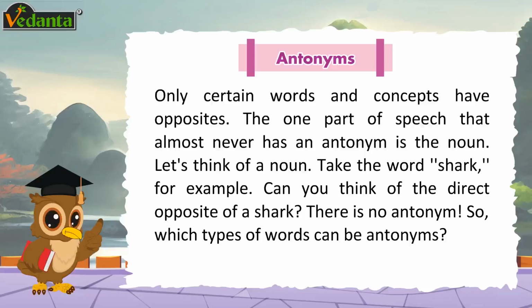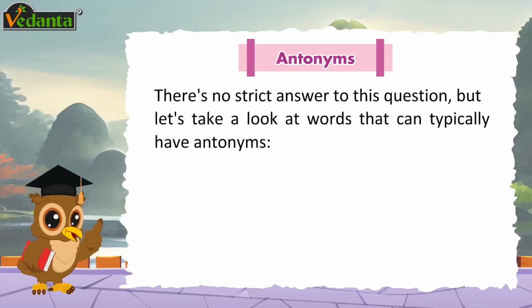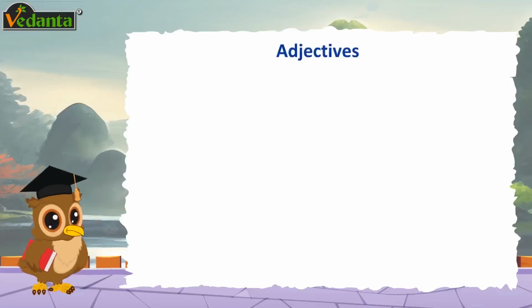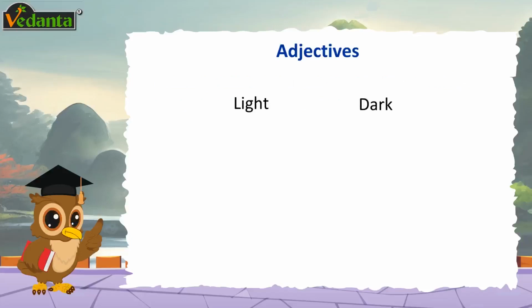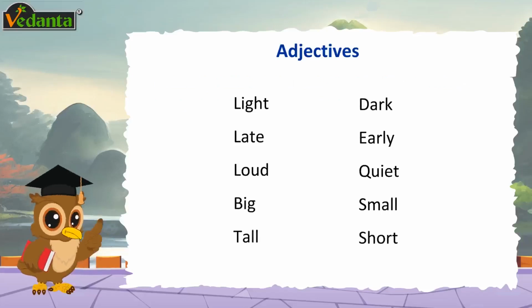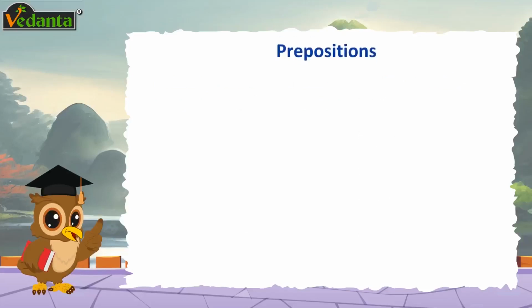There is no antonym. So which types of words can be antonyms? There is no strict answer to this question, but let's take a look at words that can typically have antonyms. Adjectives. Mostly antonyms are adjectives, which are words that describe nouns. Light, dark, late, early, loud, quiet, big, small, tall, short.